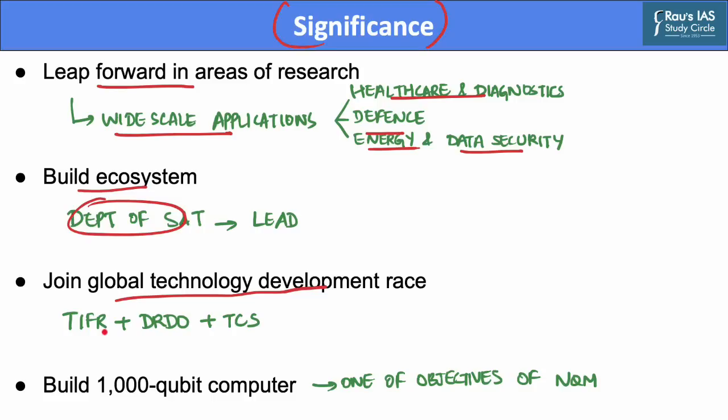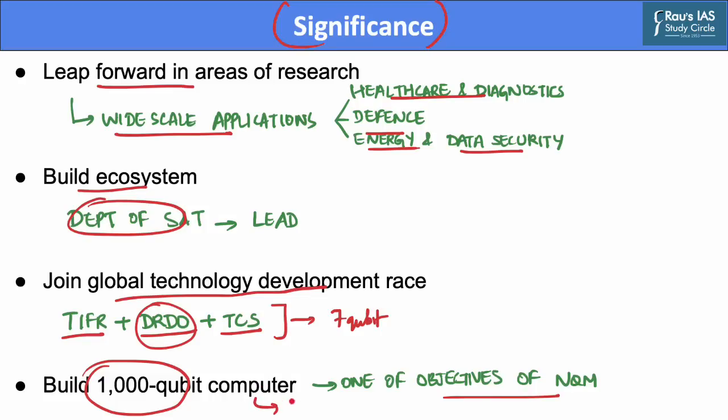Several scientific groups in the country are already working on quantum computers and related technologies. A collaborative effort between the Tata Institute of Fundamental Research, the Defense Research and Development Organization, or the DRDO, and Tata Consultancy Services, or the TCS, these three are developing a 7-qubit quantum computer. Much more powerful quantum computers having a few hundred qubits have been developed in other countries. However, none of these have yet performed calculations which are beyond the capabilities of a regular computer. Thus, one of the objectives of NQM is to build a 1000-qubit computer in the next 8 years.